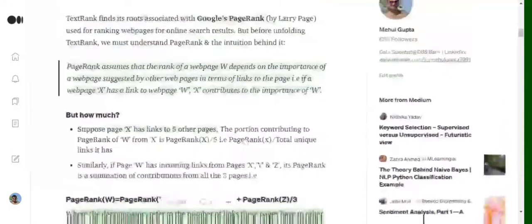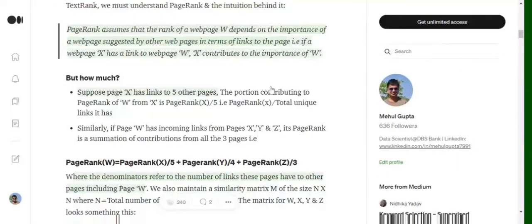PageRank moves on with the idea that the rank of a website depends upon the importance of the web pages which have a link to website X. So for example, if a website Y has a hyperlink to website X, then it contributes to the importance of that website X. There are a couple of things that we need to understand before moving ahead.